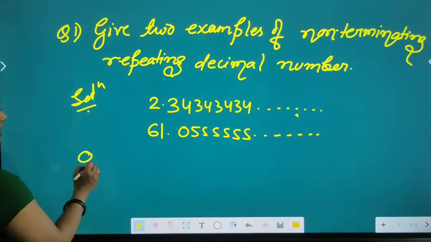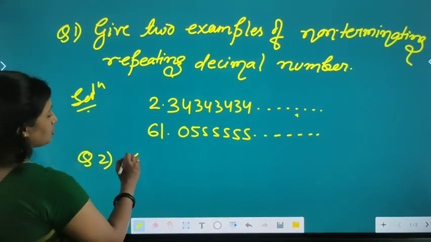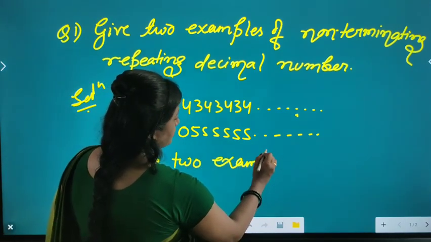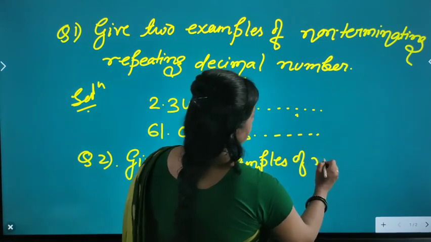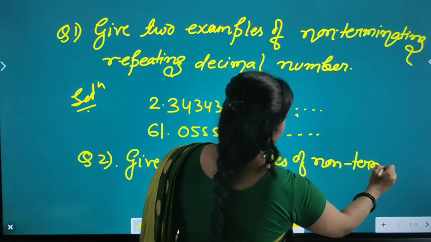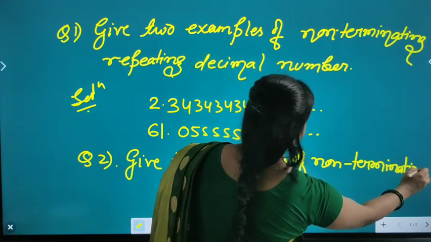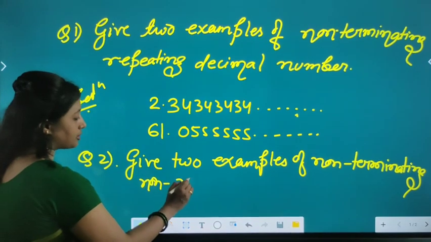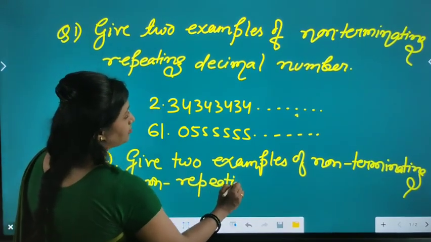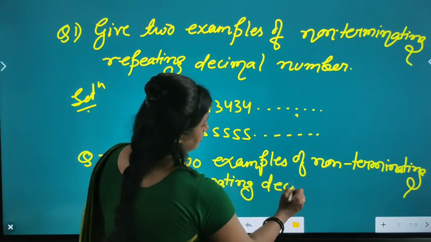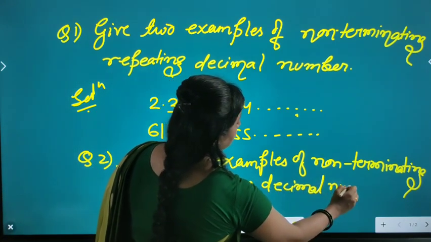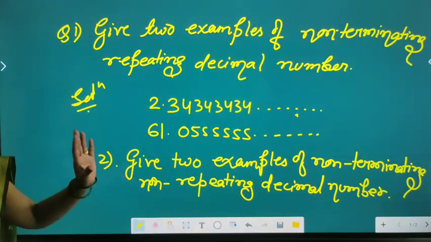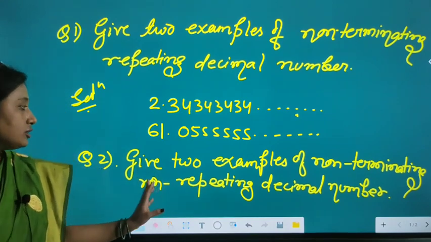I am giving you one question as homework. Give two examples of non-terminating, non-repeating decimal number. Okay, you have to write two examples of this. Just follow the examples and try to write all of these.